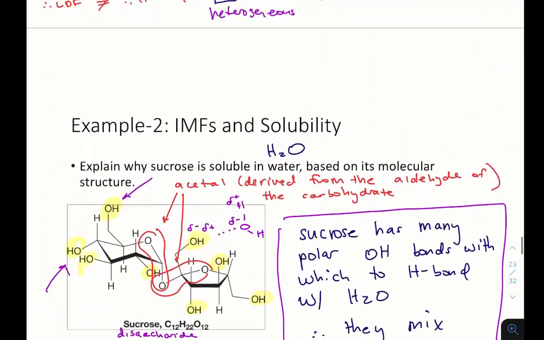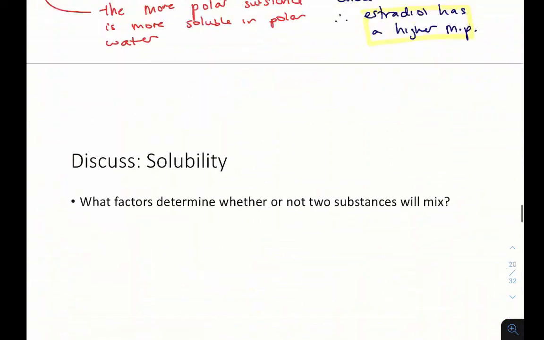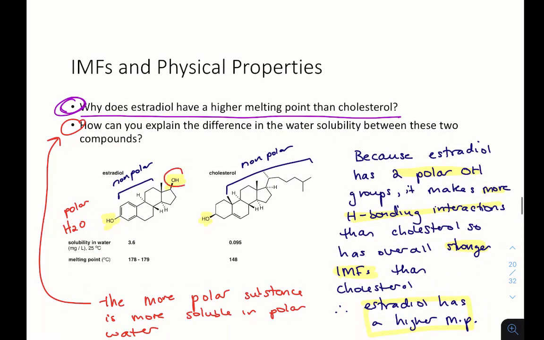We saw that in cholesterol and estradiol, right? Estradiol has two alcohols, but because it has this huge nonpolar part, it really doesn't dissolve very much in water. And then cholesterol is even worse. It has an even bigger nonpolar part, and it's virtually insoluble. I mean, honestly, they both are, but cholesterol is even less soluble than estradiol.